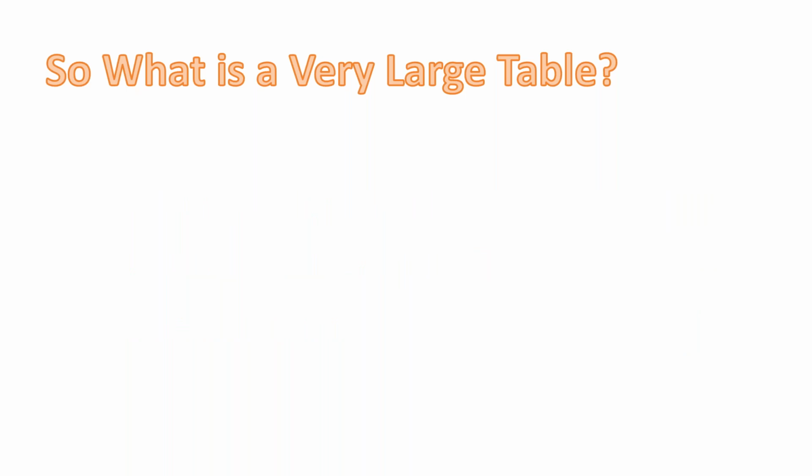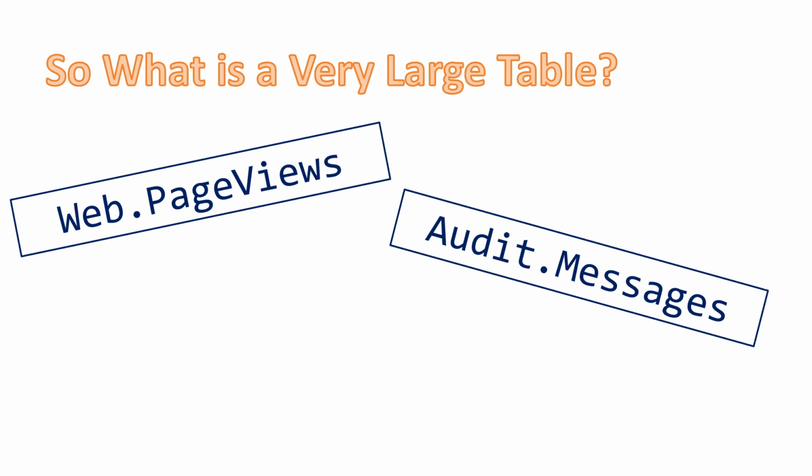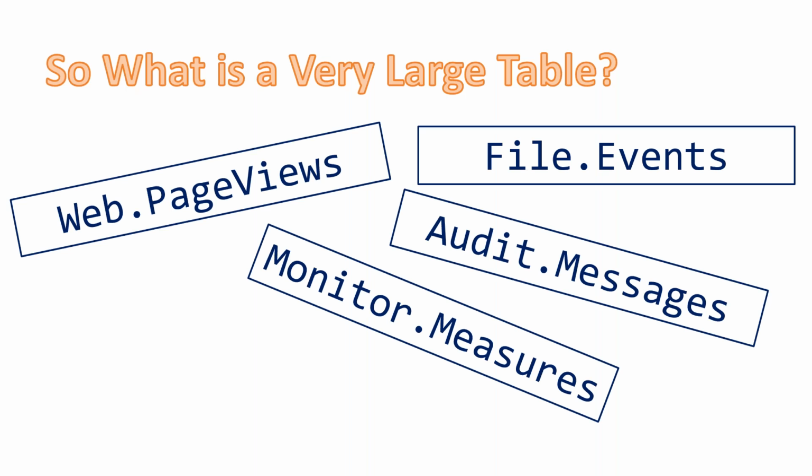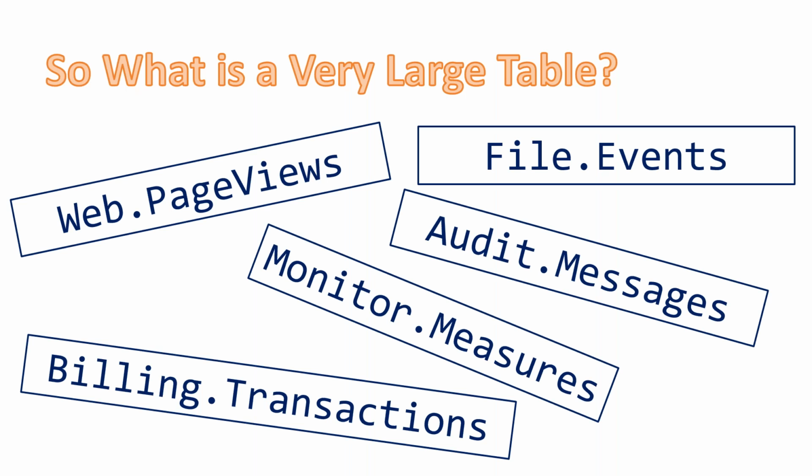So, for the sake of this demo, what I mean when I talk about very large tables is a table that has a date time column, and it's an ever-increasing column. So we have lots of inserts into the table with a date time column increasing all the time. It's a kind of an activity table, a log table. I think every database has such a table. Even if it's a data warehouse, it would be the fact table. If it's an OLTP database, it will be something like page views, messages, measures, events, transactions, something like that.